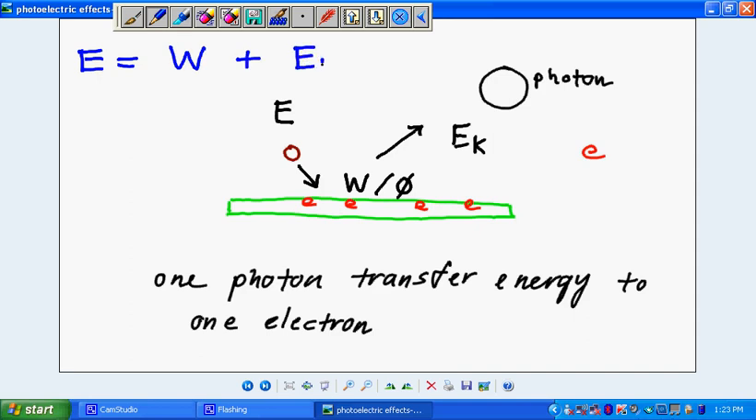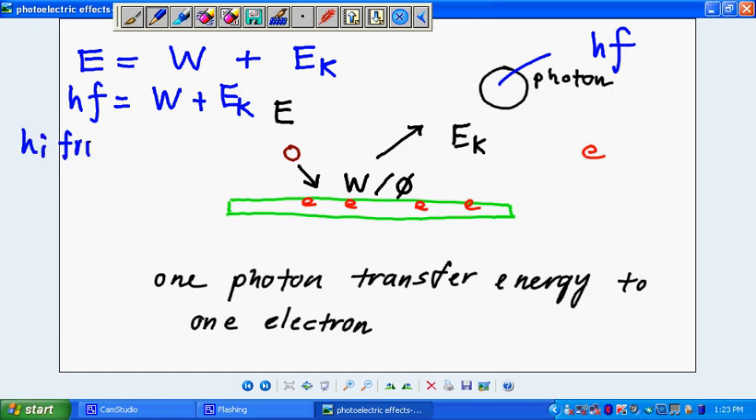We want to be more specific because each photon carries an amount of energy equivalent to hf. So hf equals W plus EK. And this one we can remember as, hi friend, we eat Kit Kat. Just one of the ways to remember. Hi friend, we eat Kit Kat.